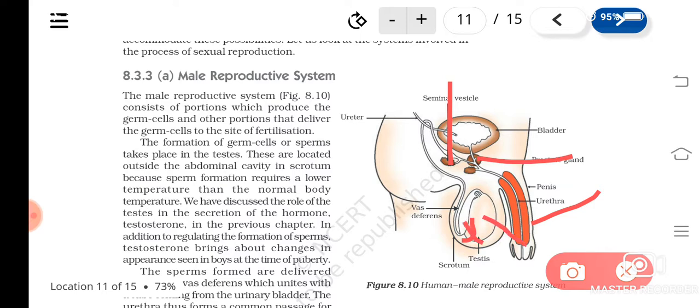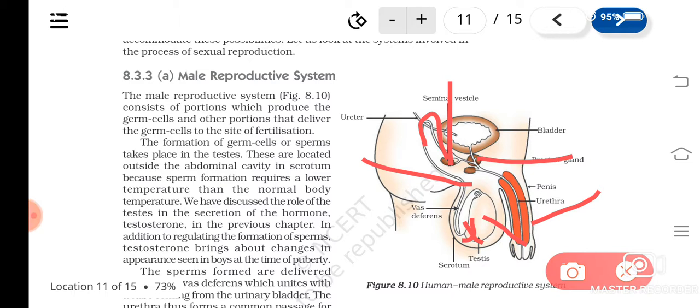This is the testis, and the testis is placed in the scrotum. From the testis a long tube arises, that is the vas deferens, and that arches over the ureter. Ureter, do you remember? They are the parts of what? The excretory system, right? From the kidneys the ureters come. So it arches over it, and then what happens?